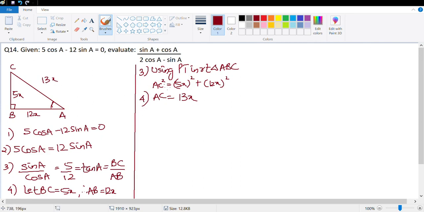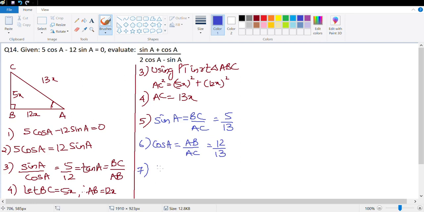Now that I have the values of all three sides, I should be able to figure out the expression sin A plus cos A upon 2 cos A minus sin A. Let's first find sin A and cos A and then I'll substitute. So sin A would be equal to perpendicular upon hypotenuse, which is 5x upon 13x, which is 5 by 13. Next, cos A would be equal to base, which is AB, upon hypotenuse, which is 12x upon 13x, which is 12 by 13.